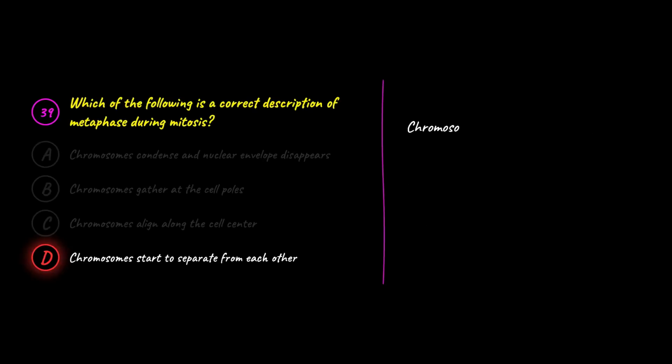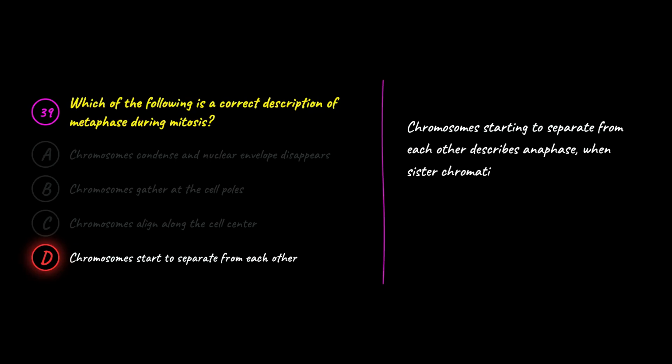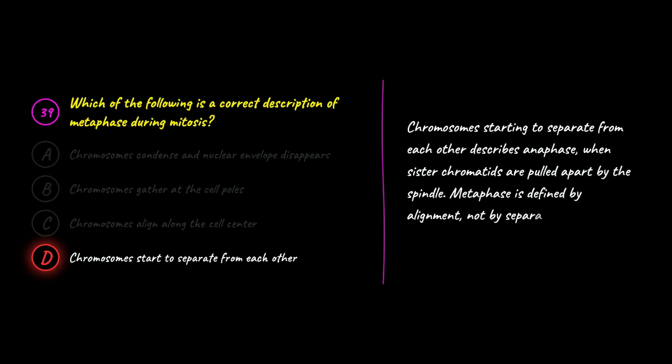D is wrong because chromosomes starting to separate from each other describes anaphase, when sister chromatids are pulled apart by the spindle. Metaphase is defined by alignment, not by separation, so this does not match the metaphase stage.